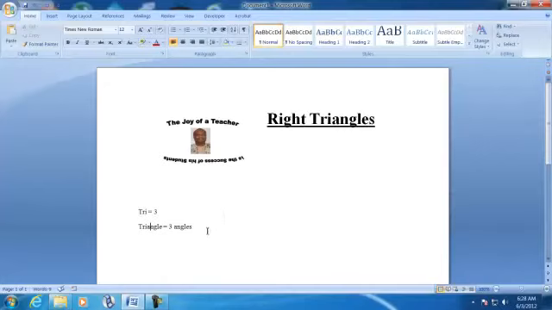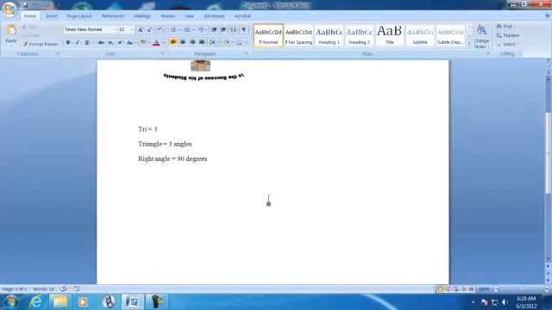Now, what is a right triangle? A right triangle is any triangle that has a right angle. As you can remember, a right angle is an angle of 90 degrees. So any triangle that has 90 degrees, or any triangle that has a right angle, is a right triangle. Now let's look at a right triangle, see how it looks.